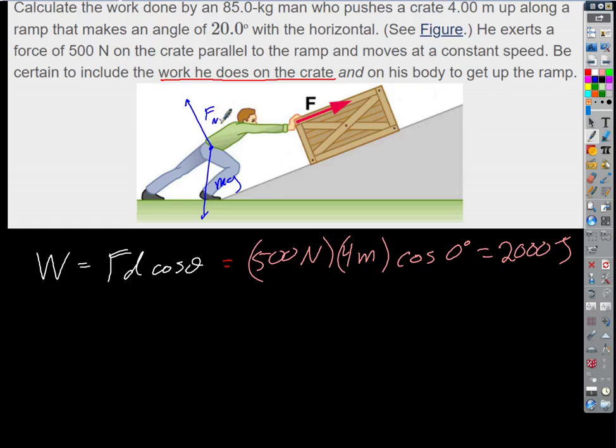And then what else? The crate is exerting force on him. Yeah, the crate's exerting force in which direction? Parallel to the ramp. Right. Okay, so it's exerting force like so. And then he's exerting force on the crate. Now, what's the magnitude of the force acting on the guy due to the crate?